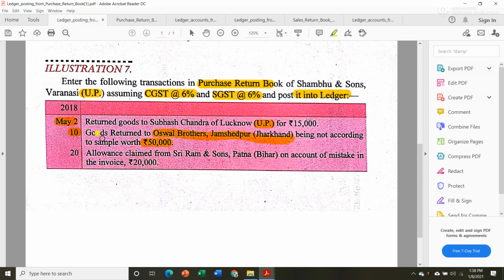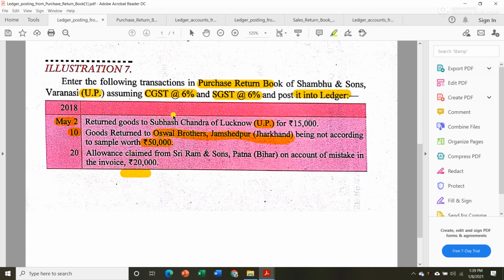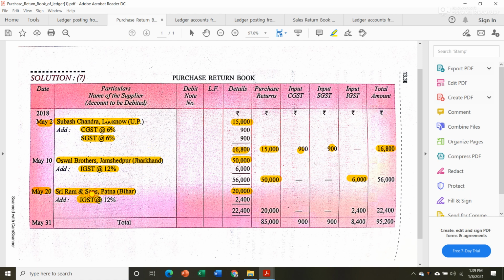Then our next transaction is allowance claimed from Shri Ram and Sons, Patna, Bihar, on account of mistake in the invoice. Means while purchasing goods from them they made some mistake in the invoice, and now we are asking for allowance worth rupees 20,000. So for that we are going to note it down. May 20, Shri Ram and Sons, Patna, Bihar. The allowance that we asked is worth rupees 20,000. Then since they are from Patna, Bihar, that means they are situated in another state, so there will be IGST at 12%. So 12% of 20,000 is 2,400. So in purchase return we have 20,000, then input IGST we have 2,400.